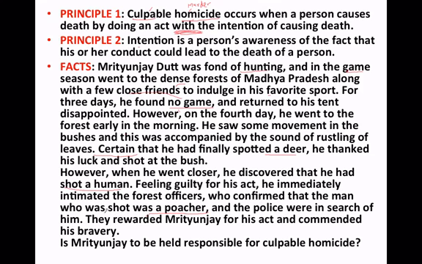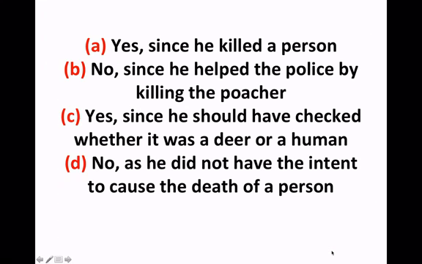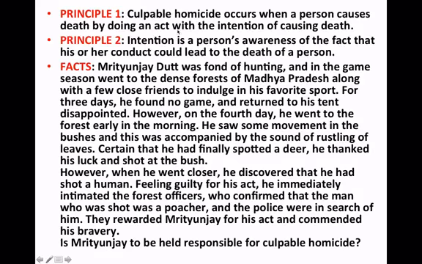So the police were in search of this illegal hunter, and instead of punishing Mr. Dutt, they rewarded him for his act and commended his bravery that he had shot a poacher. But is Mr. Dutt to be held responsible for culpable homicide? This is what we have to decide in this case. I have already told you the meaning of the words culpable and homicide. The first option says that yes, since he killed a person, but was he intending? Our second principle clearly mentions that intention should be there to kill.